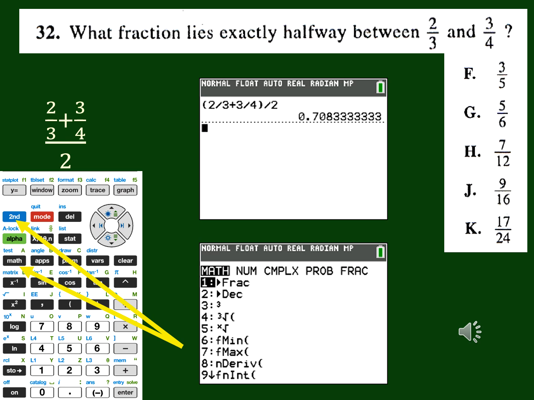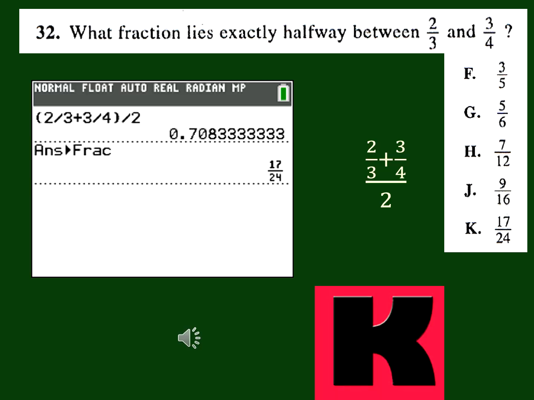Something you may or may not know is that on a graphing calculator, you can change a decimal back to a fraction really easily. All you have to do is hit second and the math key. The very first choice says arrow frac, which means change this to a fraction. And so I just have the answer, change it to a fraction. It tells me it's 17/24, and that's the overall answer.